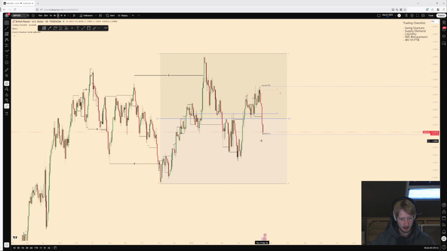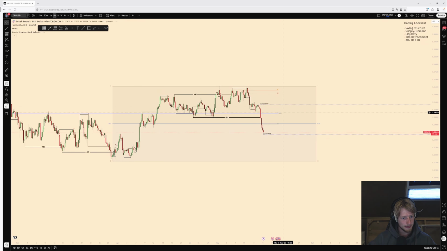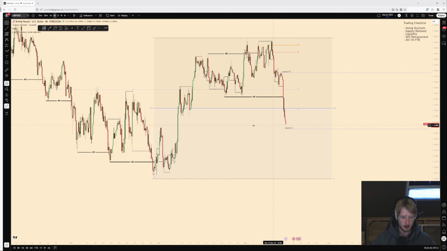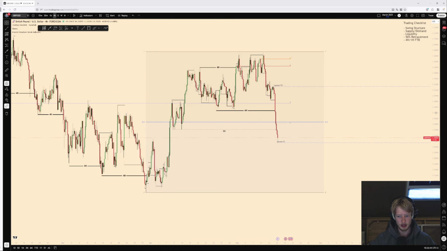we are coming back down. Let me then check the 4-hour once again. We have taken out a lot of liquidity underneath these lows that were situated over here, like this.